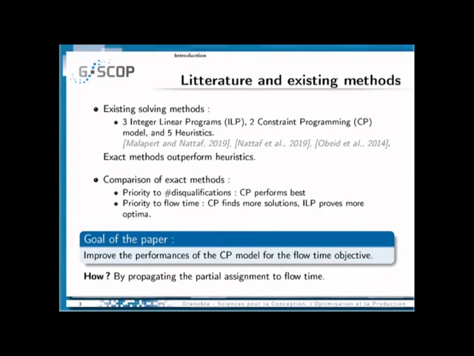performs best. But when the priority is given to the flow time, ILP and CP have complementary behavior. Indeed, CP is able to find more feasible solutions, but ILP is able to prove more optima. Thus, the goal of this work is to improve the performance of the CP model for the flow time objective. And this will be done by propagating partial assignment to flow time.